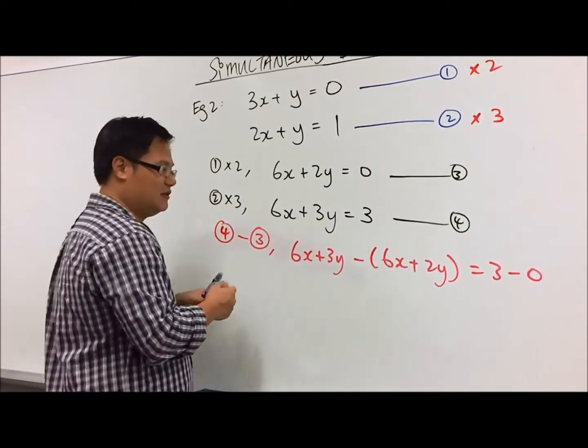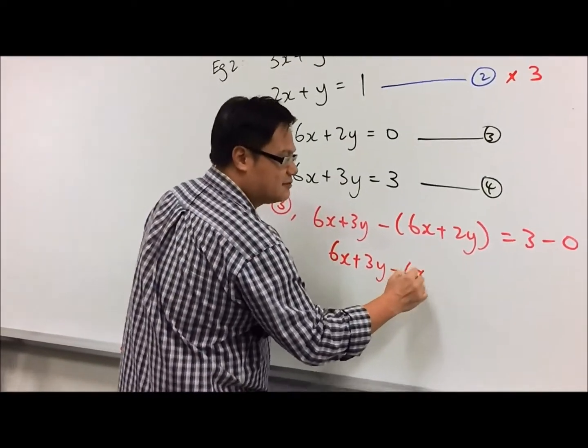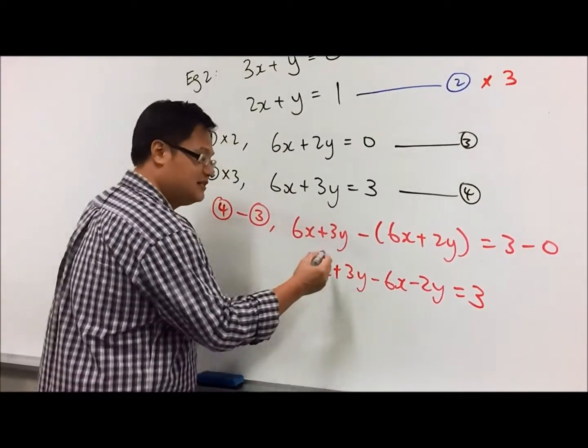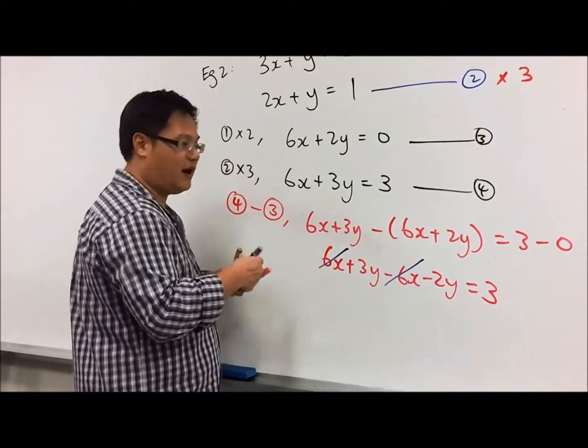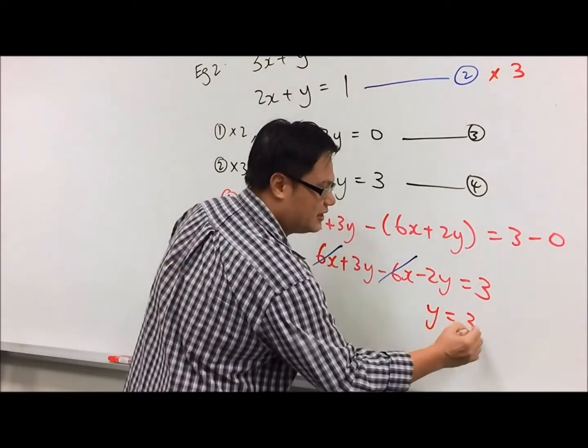So what will we end up with? We will have 6x plus 3y minus 6x minus 2y equals 3. So 6x minus 6x is 0. 3y minus 2y is y. So y equals 3.